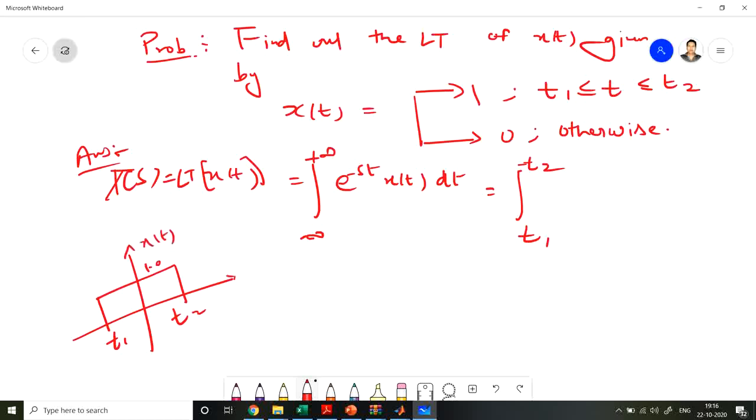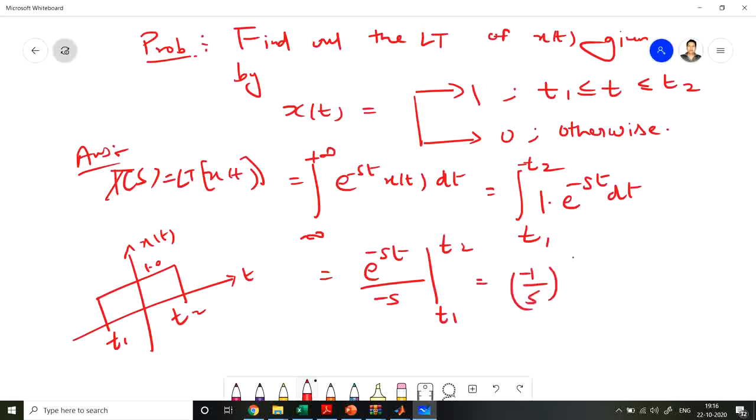The value is 1 for x(t), and it is 1 multiplied by e raised to the power minus st dt. So it is equal to e raised to the power minus st divided by minus s, from t1 to t2. Now it is equal to minus 1 divided by s times e raised to the power minus st2 minus e raised to the power minus st1.